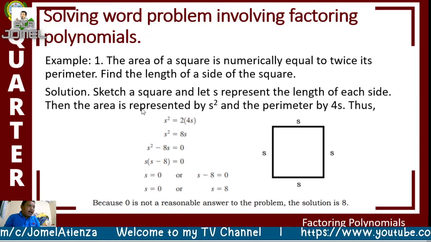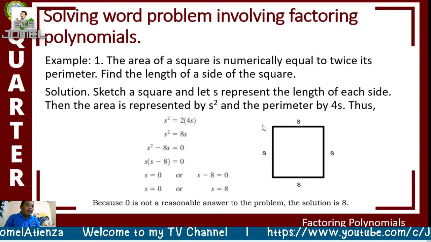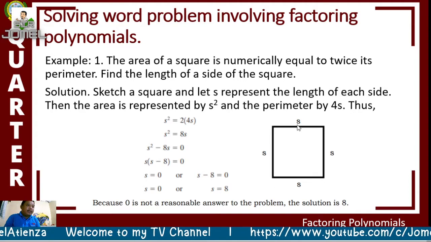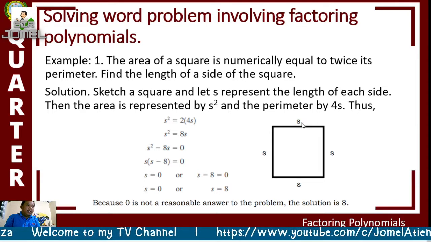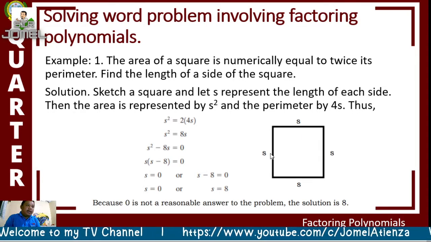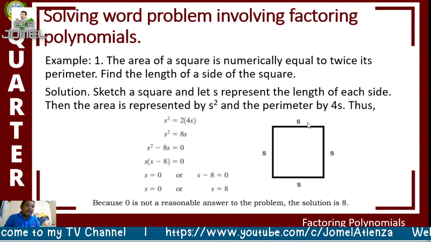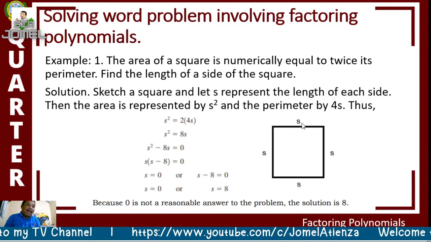Then, the area is represented by S square. Di ba? Ang area ng square ay S square. And the perimeter by 4S, which is the perimeter. So, we are going to sum all the sides. Since same sides naman sila, same length of the sides, that is 4S.